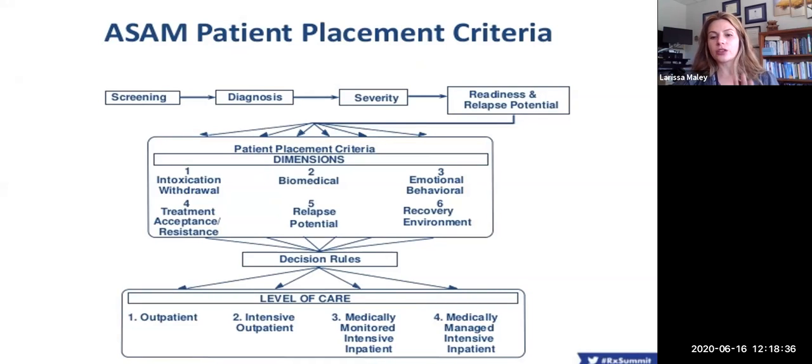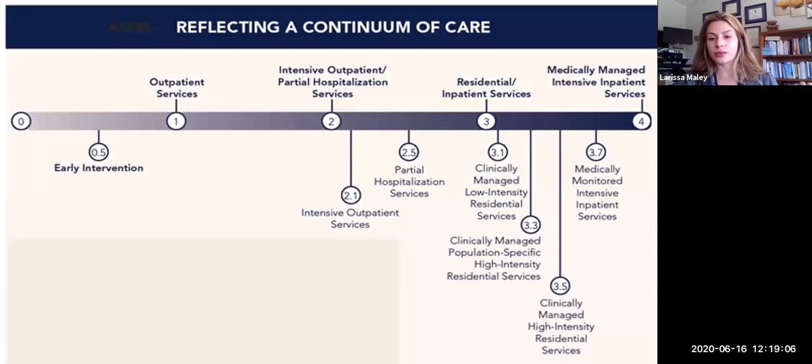And how they get that is by looking at these 6 different dimensions: intoxication and withdrawal, biomedical, emotional and behavioral, treatment acceptance and or resistance, relapse potential, and recovery environment. So looking at all of these 6 dimensions and how they interplay together gives us an idea of the level of care that that patient is going to need. And if we don't match the right level of care, so if we undershoot or we overshoot, we're not going to be very effective, and we might even lose that person to follow up, which is the really poor outcome.